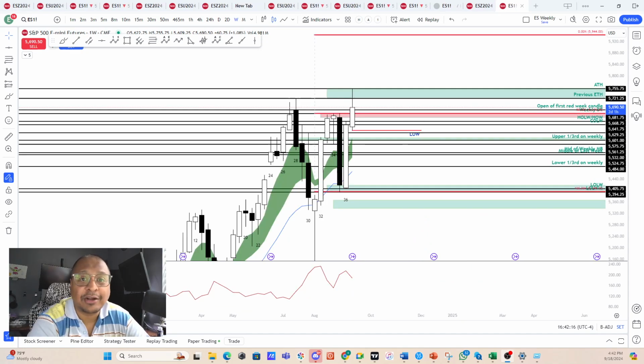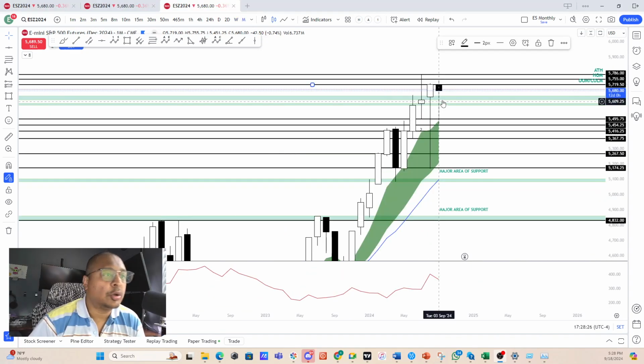Let us now get back to the monthly chart once again. Looking at the monthly chart, we went above the high of the month today, to the 5755 line. We were talking about this line earlier this week as well. We could not get above that to get to the ATH, but we were able to touch this 5755 area.